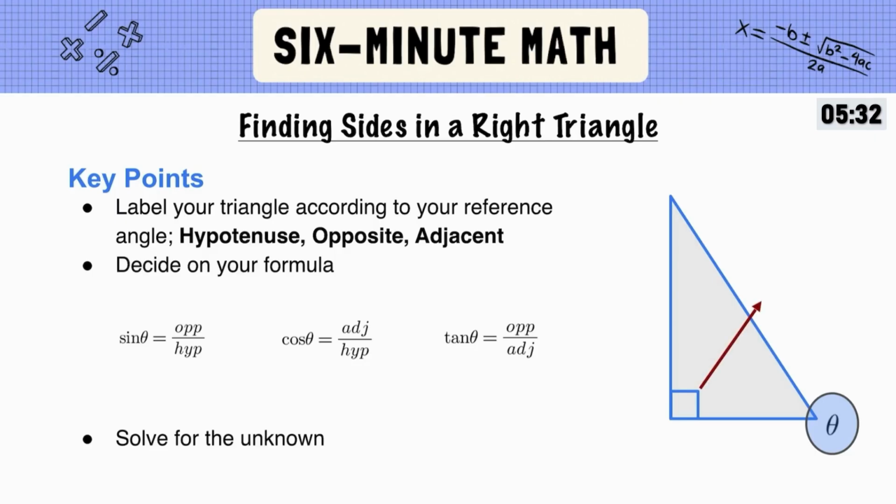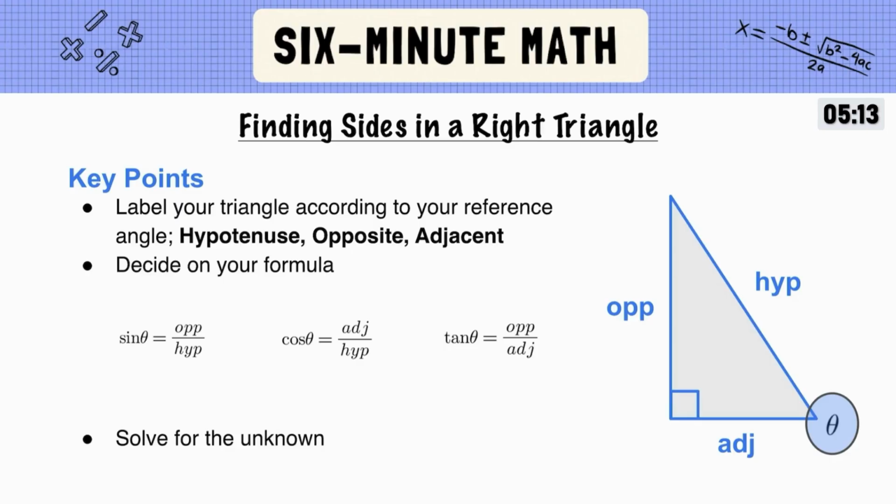So our hypotenuse is always across from your right angle. Our opposite side is going to be on the opposite side of our reference angle. And then the adjacent side is beside, or the last remaining side of our triangle.